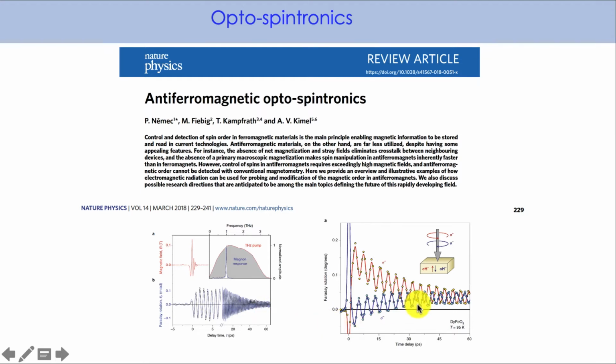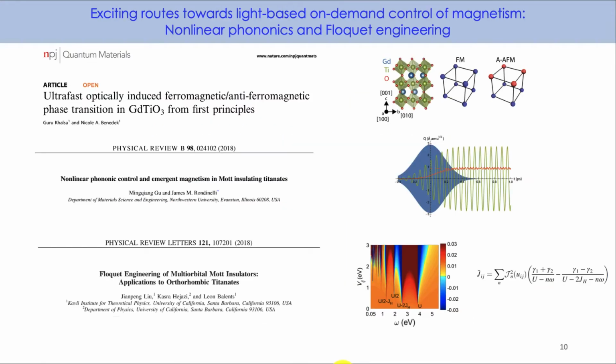And then here's another example where they use circularly polarized light to drive magnetization dynamics, where essentially the circularly polarized light acts as an effective magnetic field. And so this is a very exciting area that's rich with numerous possibilities, and this extends to other ideas that have been developed. And so there are these exciting ideas of light-based on-demand control of magnetism based on nonlinear phononics and Floquet engineering.